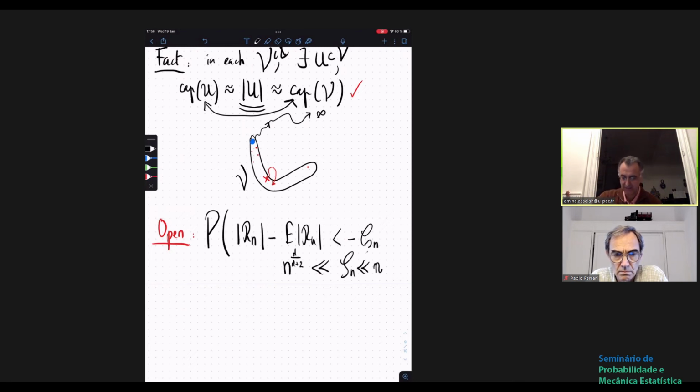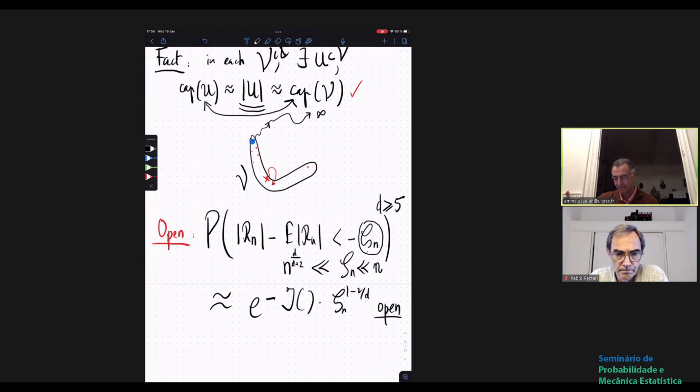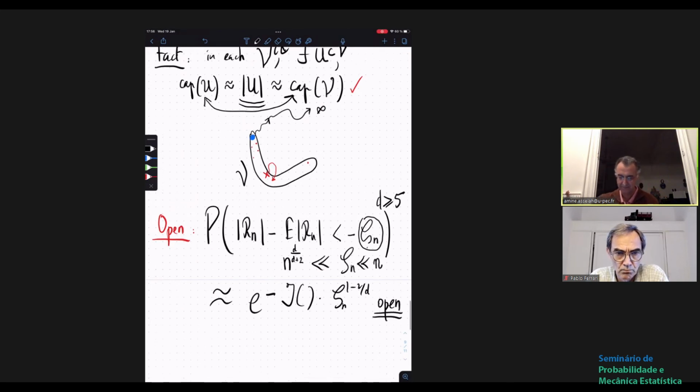This is open in dimension 3, but I'm interested in dimension 5 because I claim that here also you have a Swiss cheese on a scale zeta. So this probability should be exponential minus some constant that I should know times zeta n to the 1 minus 2 over d. This is open, and it is open because we cannot go in the proper scale, in a sense.